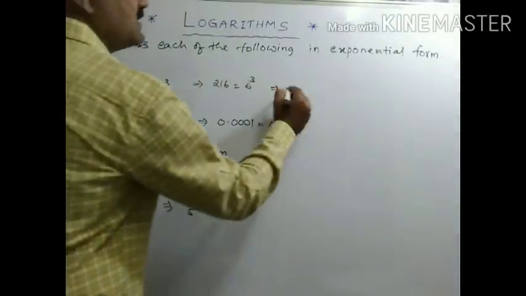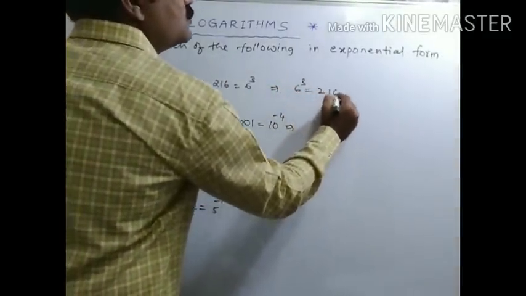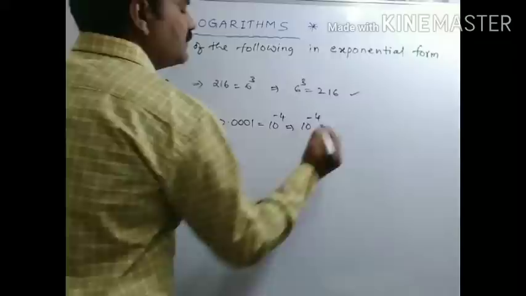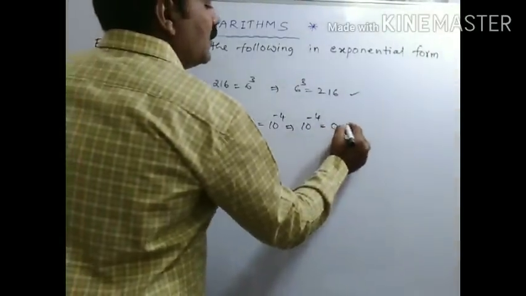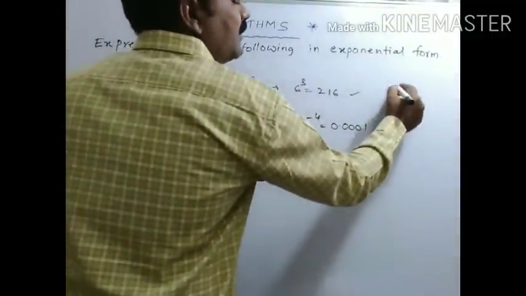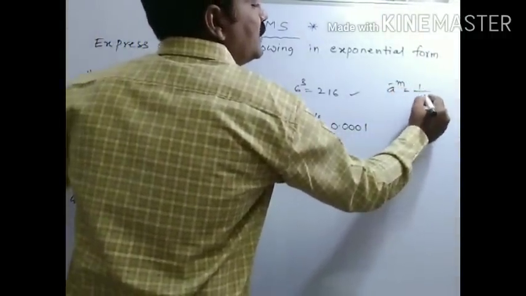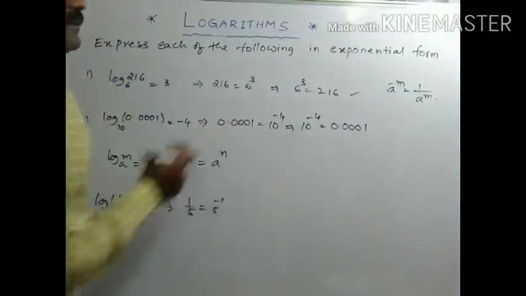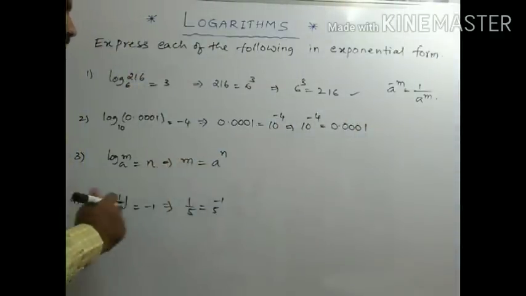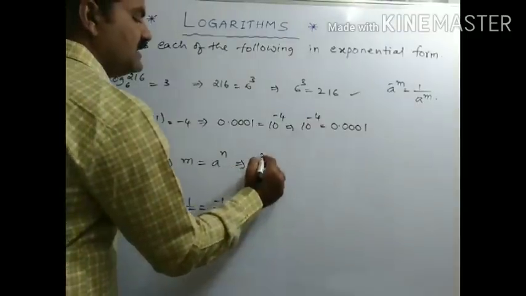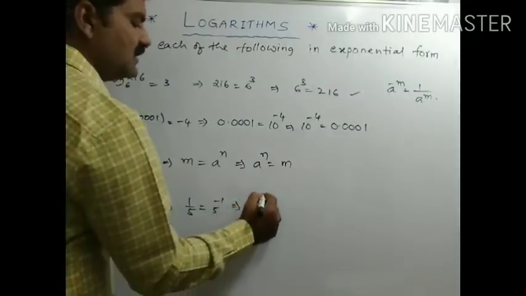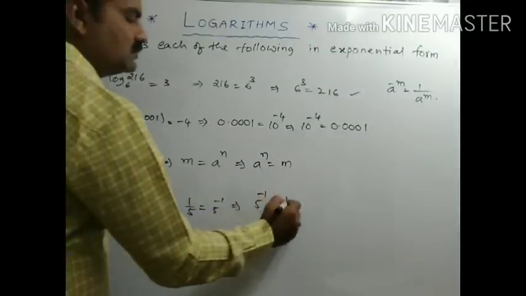Just rearrange it. It is better to write 6 cube is equal to 216, which is of course correct, isn't it? And 10 to the power of minus 4 is equal to 0.0001, isn't it? 10 to the power of minus 4 is like a to the power of minus m, which is 1 by a to the power of m. So 1 by 10 to the power of 4 is equal to 0.0001. This can also be written in exponential form, a to the power n is equal to m. Similarly, 5 to the power of minus 1 is equal to 1 by 5.